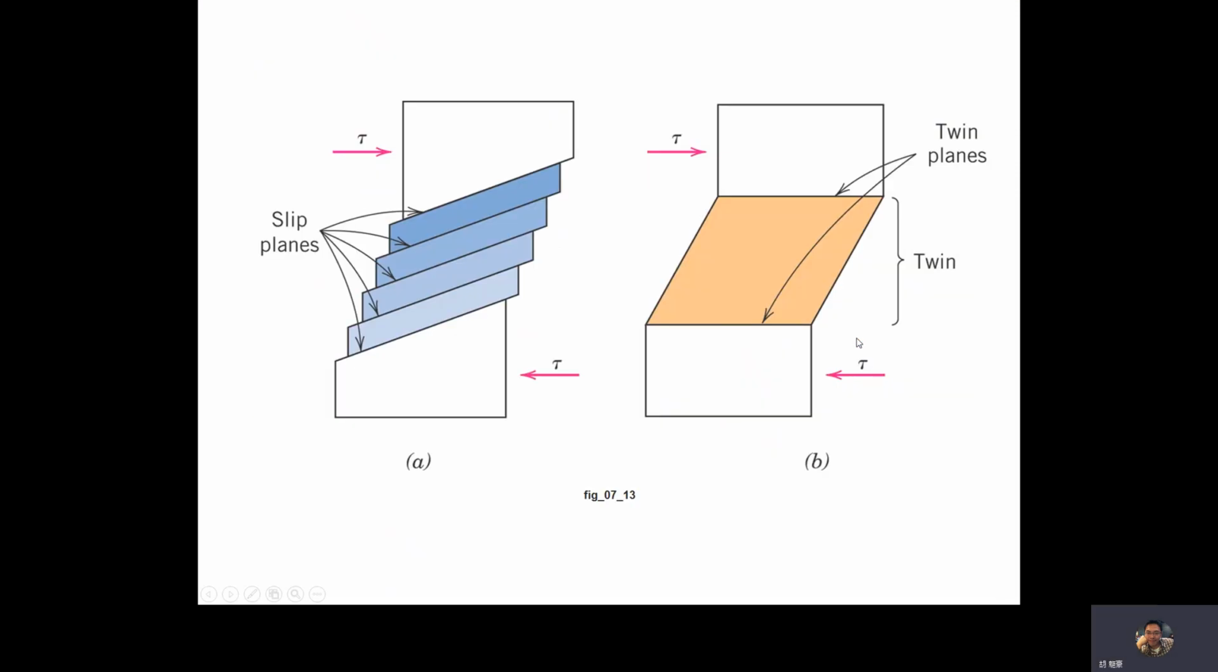So we can look at the different mechanisms of slip or twinning, the slipping process or twinning.